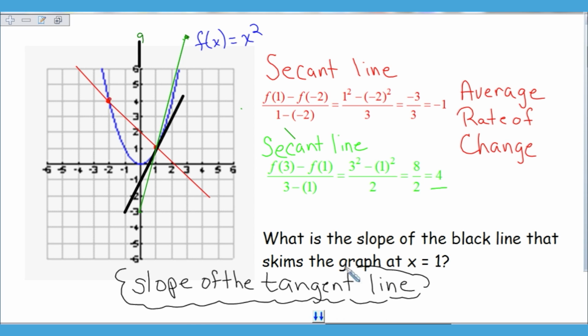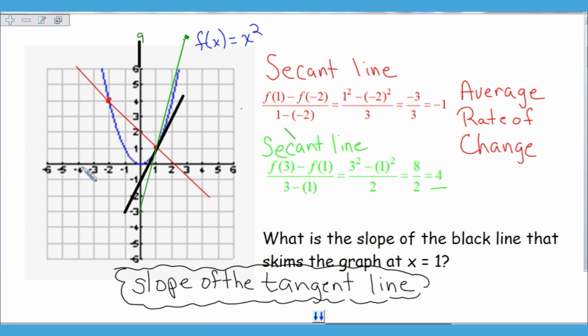I know, it sounds crazy, doesn't it? So what is the slope of the tangent line? Well, I don't know exactly what it is, but I do know, because I know the slope of this green line, that the tangent line is flatter than the green line, so I do know it's less than 4.